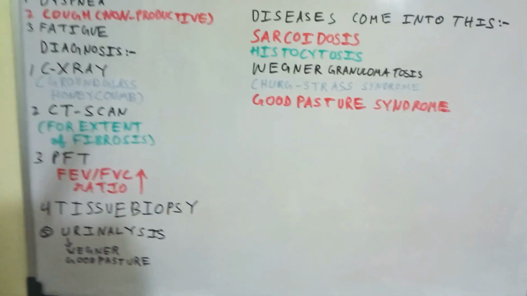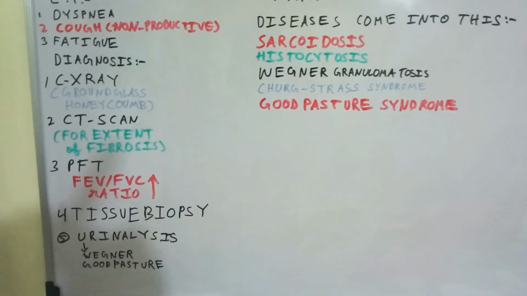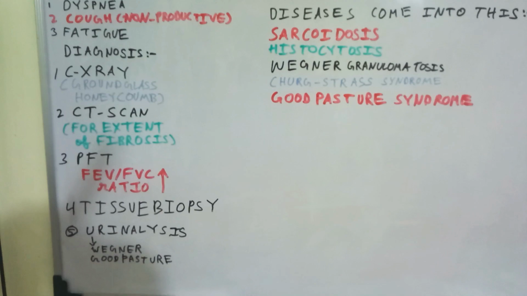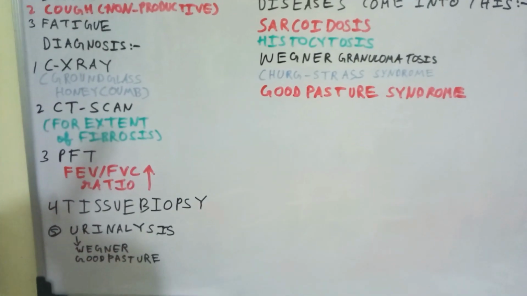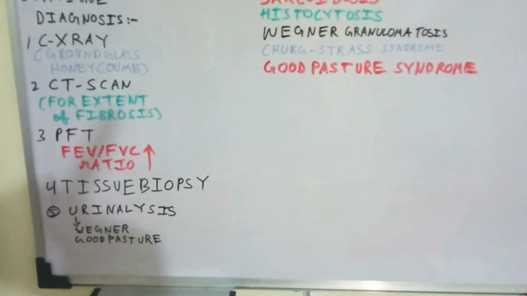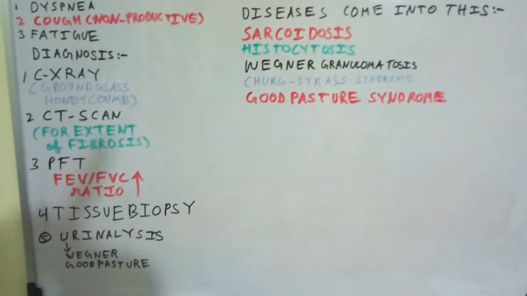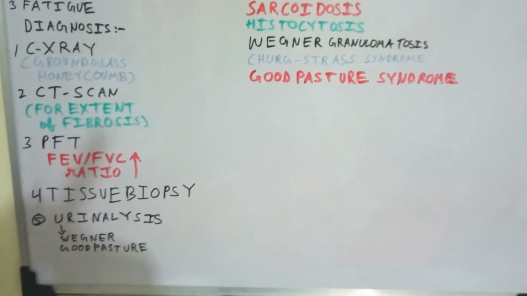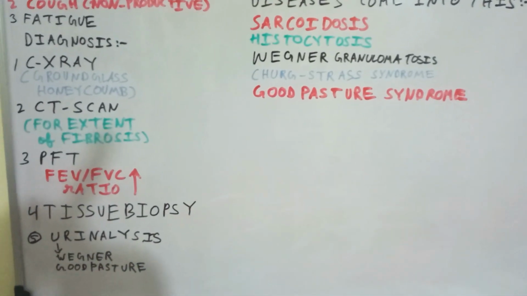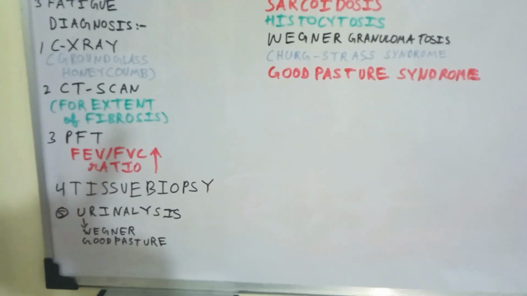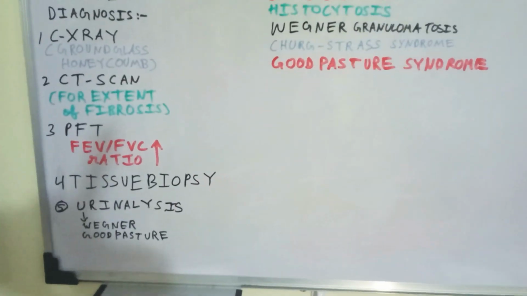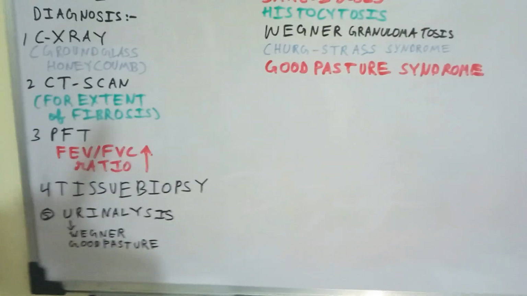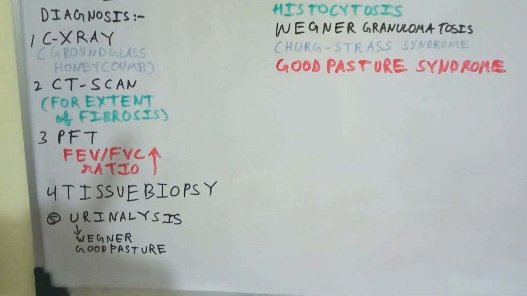The pulmonary function test in this one will show an increase in the FEV1, that is forced expiratory volume, and FVC, forced vital capacity, ratio. That means there is a problem in inhalation. The patient can expire properly but cannot inspire properly. The gold standard for this one is the tissue biopsy. You can do it, but it is kind of an invasive process.